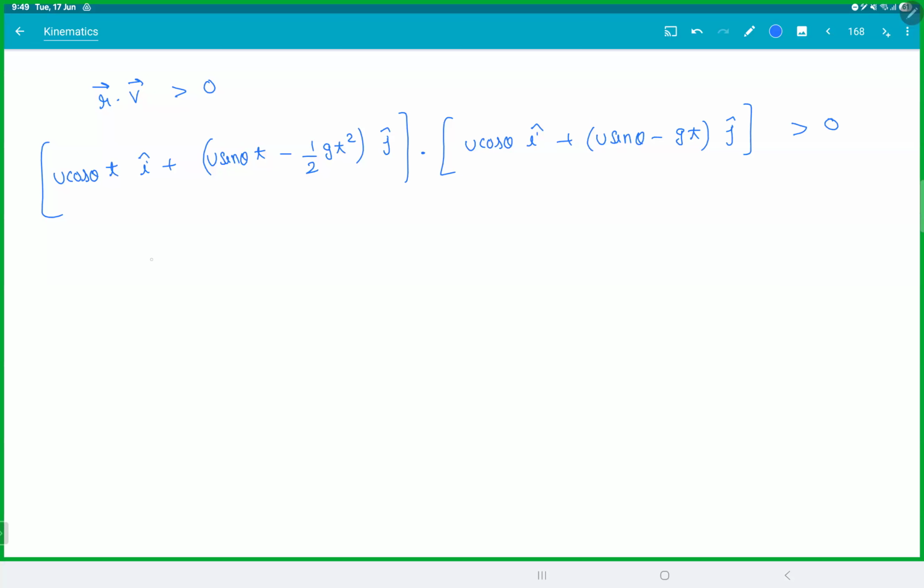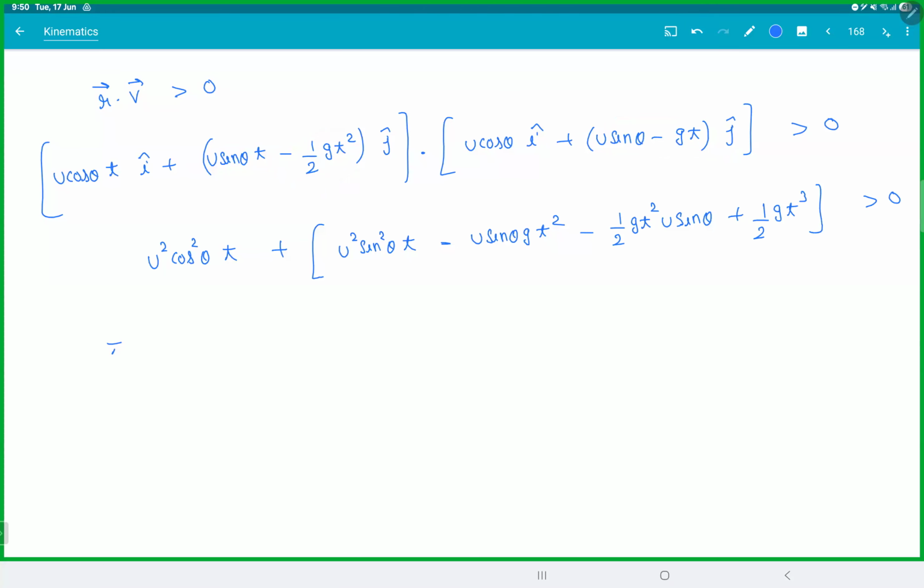So if you do the dot product, this will be u square cos square theta t plus u square sin square theta t minus u sin theta g t square minus half g t square u cos theta. I just multiplied this and these two. Then I'm multiplying this with these two: half g t square u sin theta plus half g square t cube. This is greater than 0.